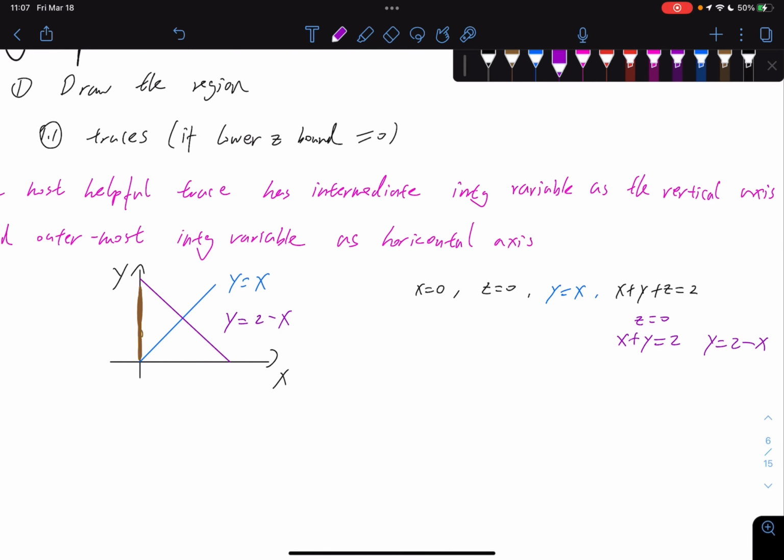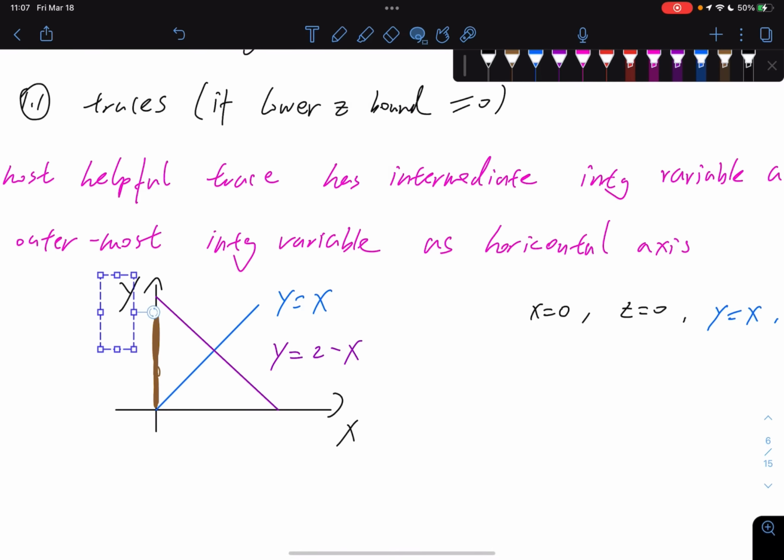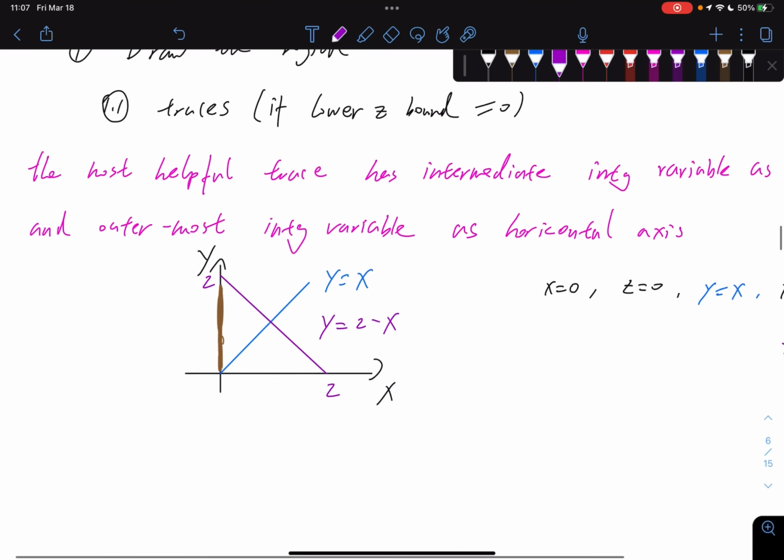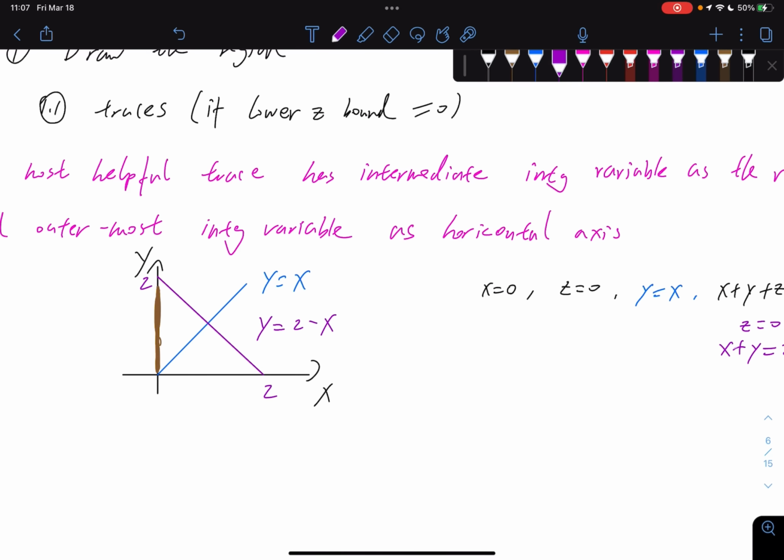So the y-intercept of this line will be 2, and the x-intercept of this line will be 2. This should be pretty easy. And then the intercept point between the blue line and the purple line, y equals x and y equals 2 minus x, this should just be x equals 1, right?